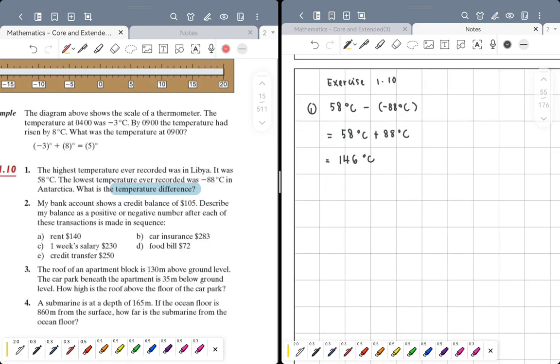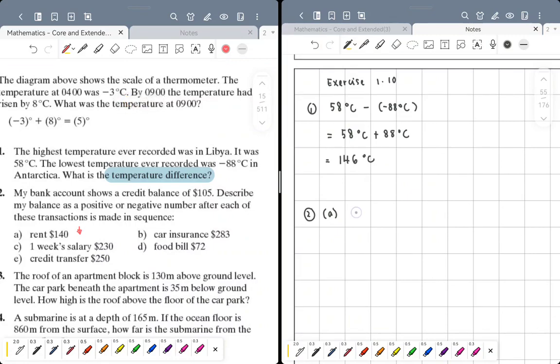Let's look at question 2. My bank account shows a credit balance of $105. Describe my balance as a positive or negative number after each of these transactions were made in sequence. So when you pay a rent, you are going to subtract. Your money is going to become lesser. So you are going to do a minus. So 105 minus 140, you'll get a negative 35.